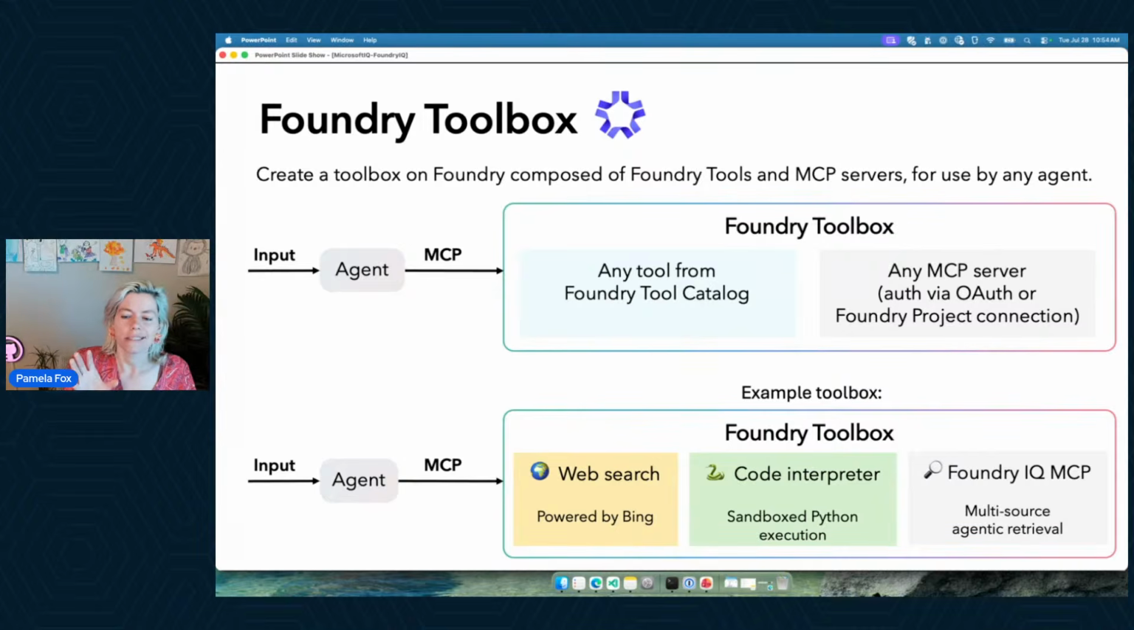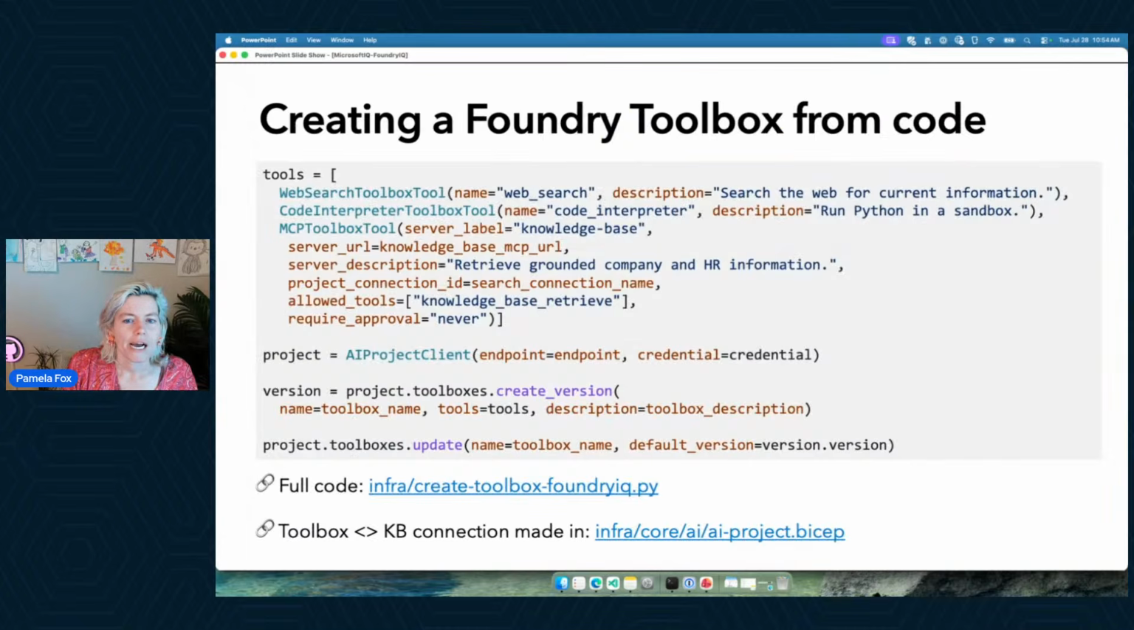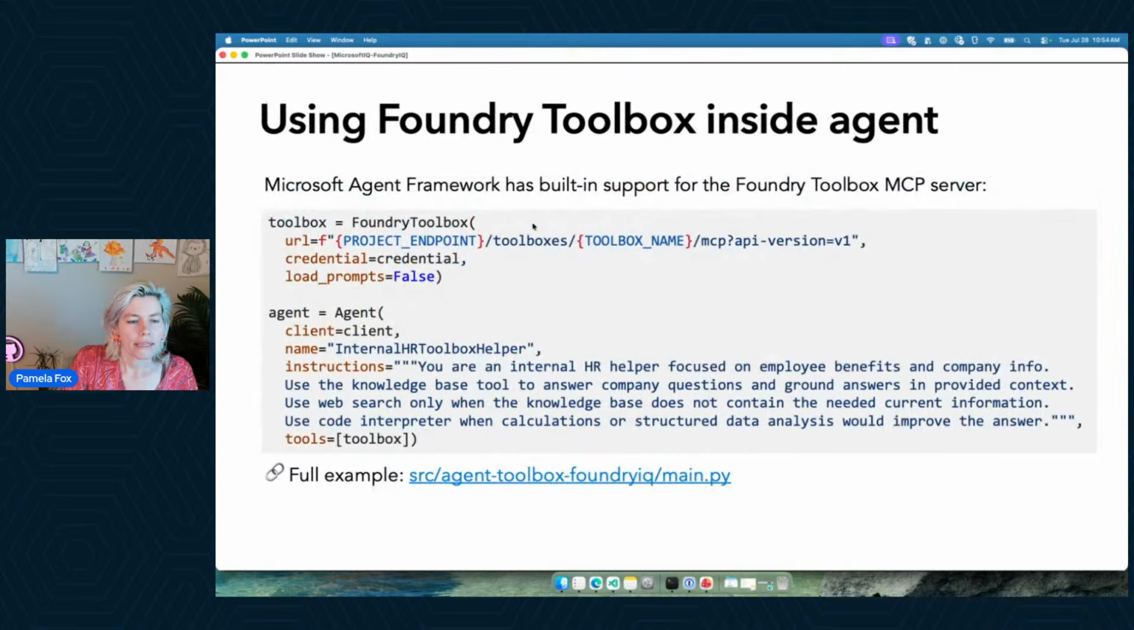So the cool thing about Foundry Toolbox is that you can put together all these tools, and then Foundry Toolbox itself is actually an MCP server, right? So it's like an MCP server that can combine all these other MCP servers or other built-in tools. We can construct a Foundry toolbox from code. So it's one way you can make a toolbox. You can also just make it in the Foundry UI. And so here I'm making a toolbox that has the web search tool, the code interpreter tool, and an MCP tool for that knowledge base, right? So we're once again using the Foundry IQ MCP server in order to add it to the Foundry toolbox tools. So we create that toolbox, and then we can use that inside an agent.